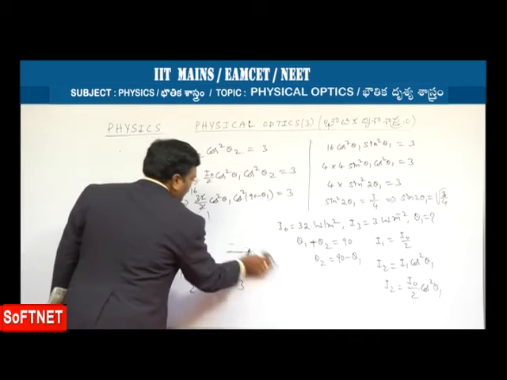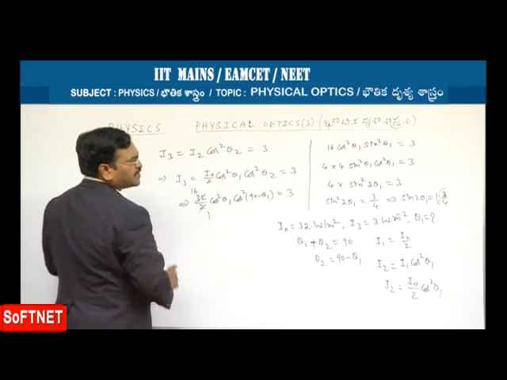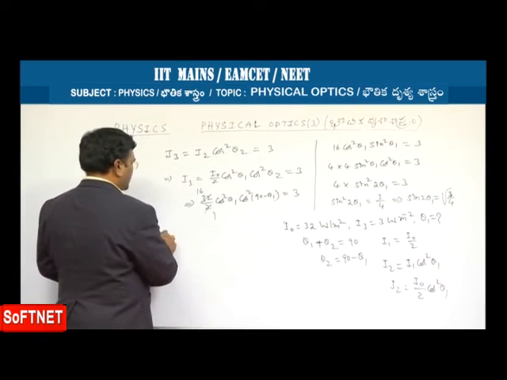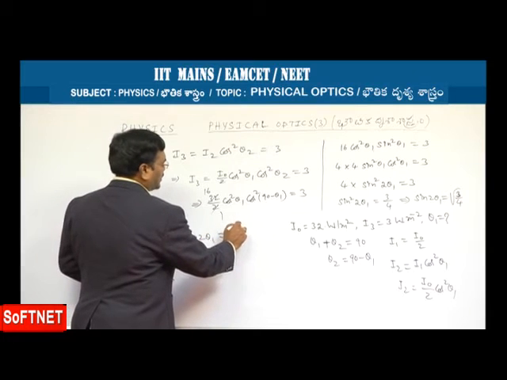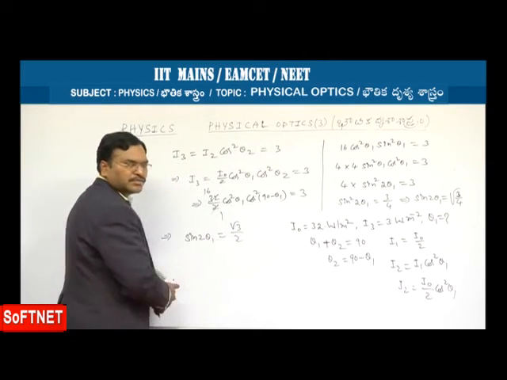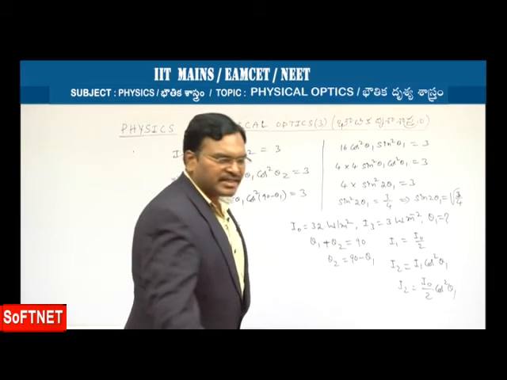Now, sin 2 theta 1 is equal to root 3 by 4, so sin 2 theta 1 is equal to root 3 by 2, since root 4 is 2. For which angle is the sin value root 3 by 2? Sin 60 degrees.